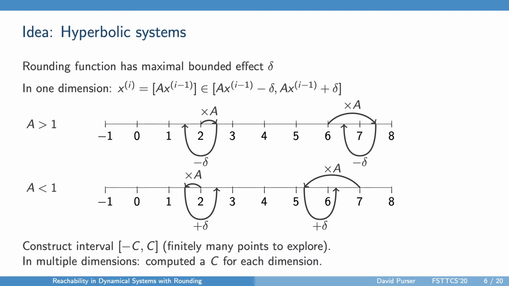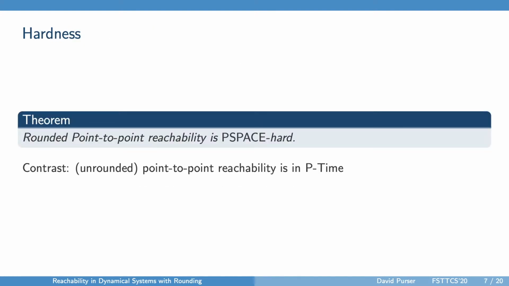Let's move on to show why the problem is P-space hard. This is in contrast to the point-to-point reachability problem in the unrounded setting, which can be solved in polynomial time. The idea here will be to solve the quantified Boolean formula problem in the dynamics of our system. Let's take a look at the key ideas of the problem.